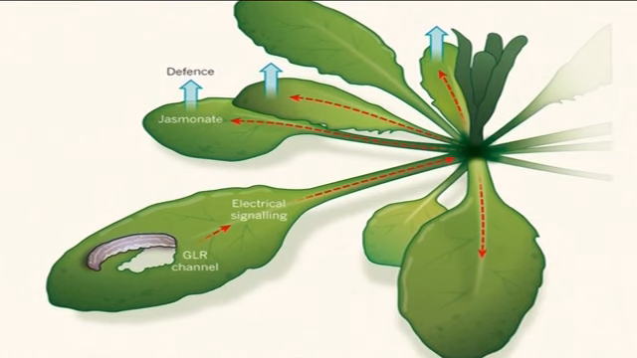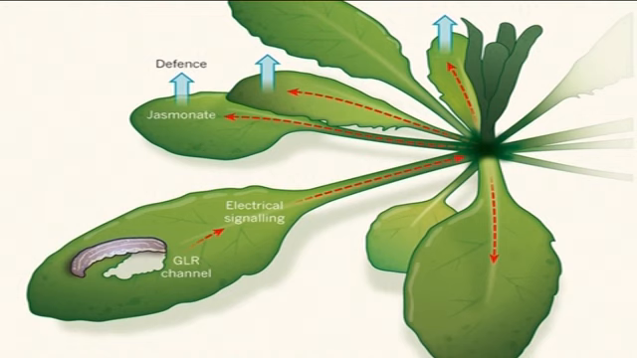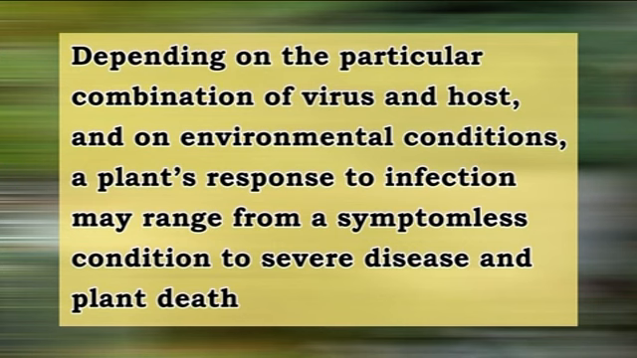In addition, plants possess a general defense system that is somewhat analogous to the animal immune system. The major difference between the two is that the immune system in animals targets a pathogen's proteins, whereas the plant defense system, which is called RNA silencing or ribonucleic acid silencing, detects and degrades viral RNAs. Depending on the particular combination of virus and host and on environmental conditions, a plant's response to infection may range from a symptomless condition to severe disease and plant death.